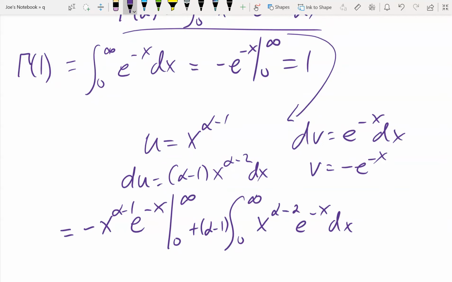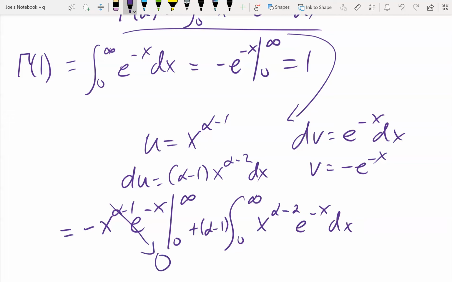Okay. Let's look at the first piece, the non-integral part. What happens when you plug in 0? Negative x, I'm putting 0 in for x. I get 0, right? And then if I put in infinity, this part's going to go to 0 as well, correct? Okay. So this goes to 0. This whole entire term goes away.